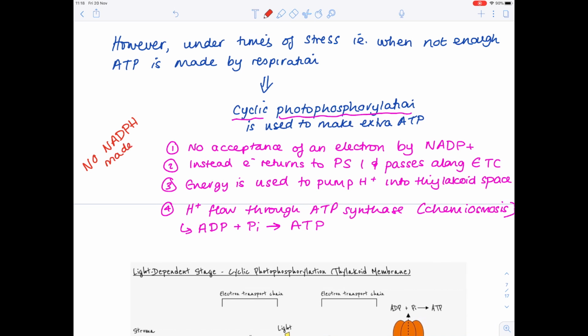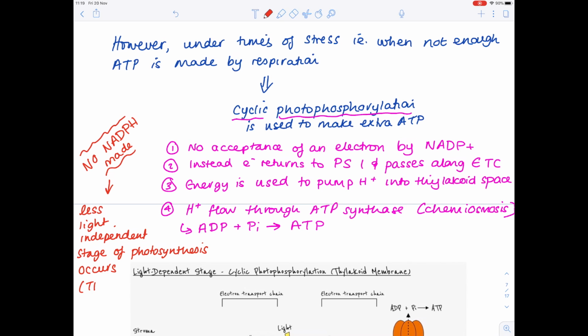So although it saves the plant in times of stress, meaning that more ATP can be made, it does mean that there's less NADPH to feed into the Calvin cycle, which we'll talk about shortly, and the whole point of the Calvin cycle is to produce glucose. So we're going to write here less light independent stage of photosynthesis occurs. I promise this will become way clearer when we look at the second part of photosynthesis, and that stage is known as the Calvin cycle.